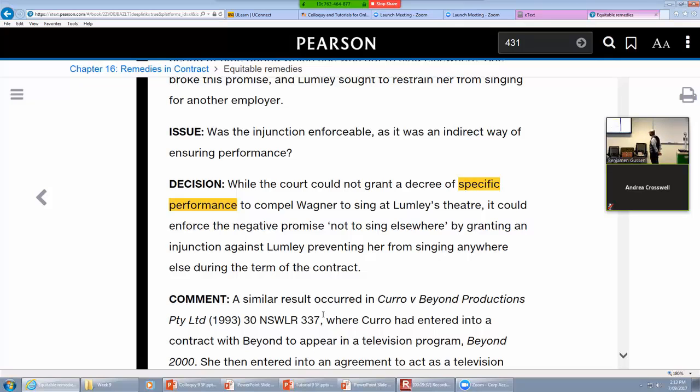Okay? So you can see that these are two possibilities that work as alternatives. You could look for specific performance, and you could look for an injunction. In the previous case, in Williamson, where they failed because the court said, just like they failed here, I cannot supervise this kind of agreement, that I have to go and make sure that she's singing at your and no one else's theater. How can you bring that about back to Williamson?